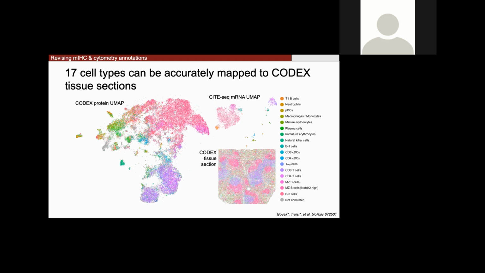So on the left here, I'd shown this briefly on the past slide, but this is a UMAP of the CODEX protein space. So each dot here is a CODEX cell, and they're closer in the image if they have more similar antigenic profiles. So we can see that our CITE-seq mRNA clusters actually map to pretty distinct regions in the CODEX protein space.